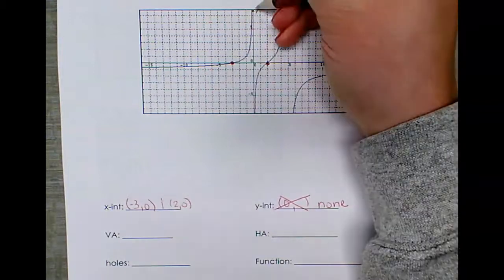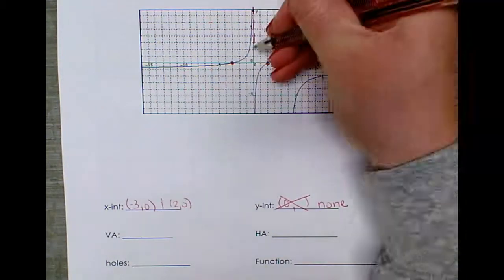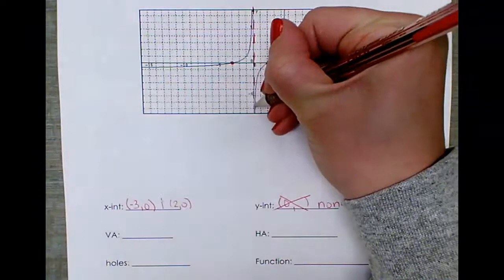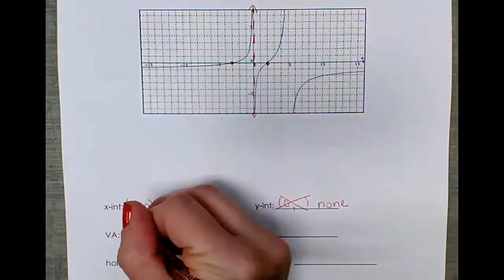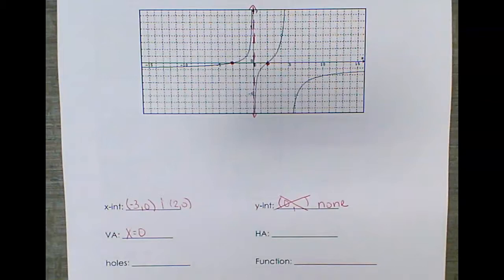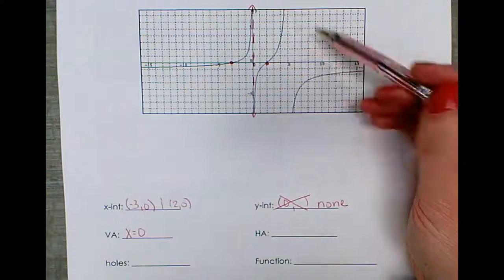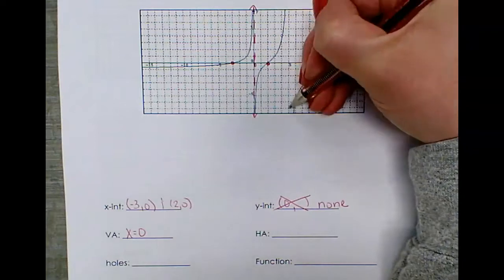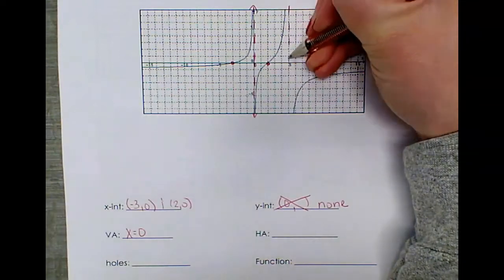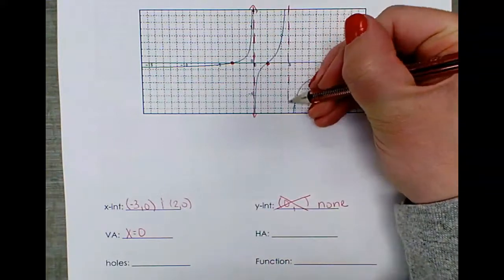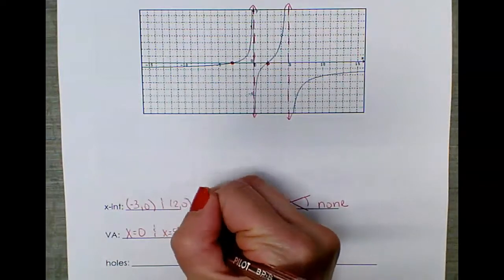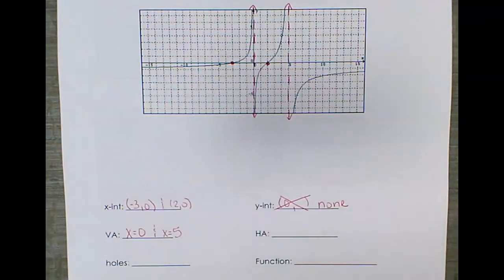And there's no y-intercept because there is an asymptote here, and this is a vertical asymptote going through an x value of 0. So x equals 0 is the vertical asymptote. But I notice that there's another vertical asymptote. The graph starts curving up again like this and down again like this. So there's another one here. Kind of looks like it's going right here, so going through an x value of 5. So we have x equals 5 as a second vertical asymptote.